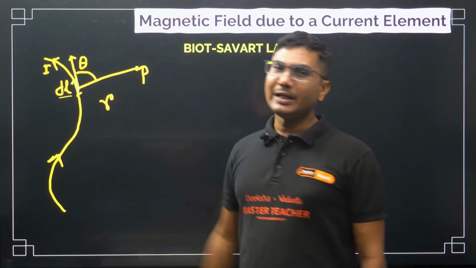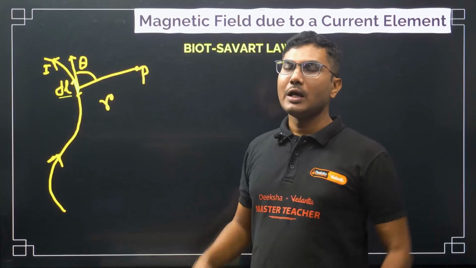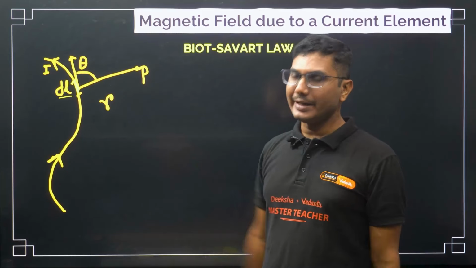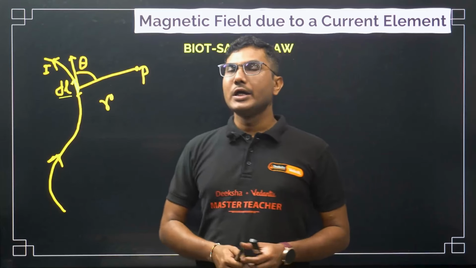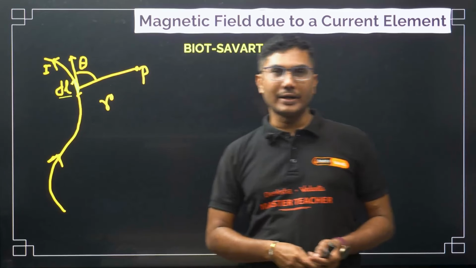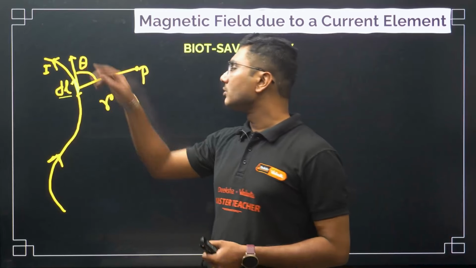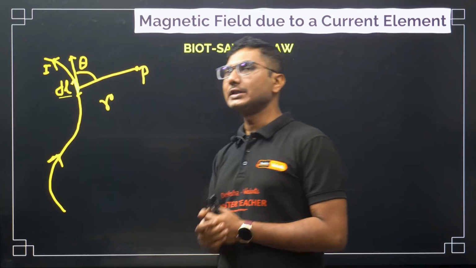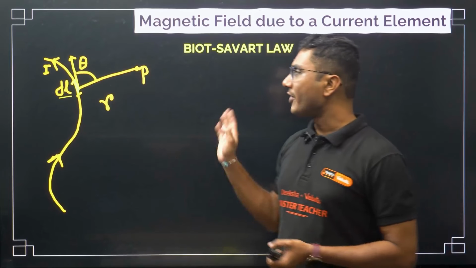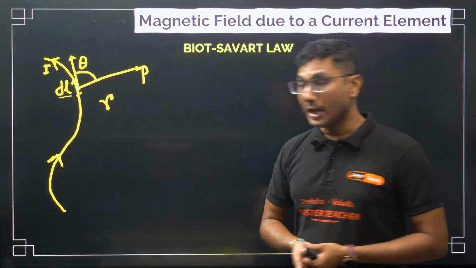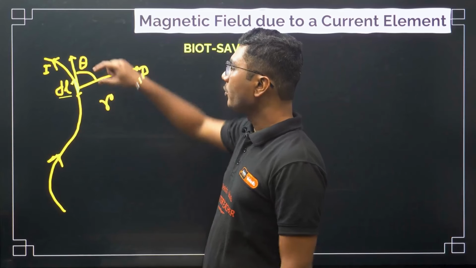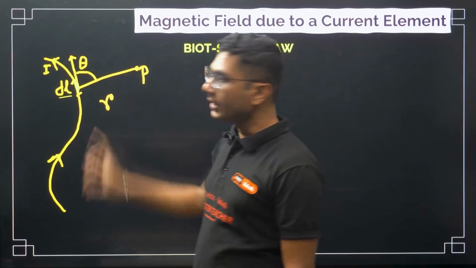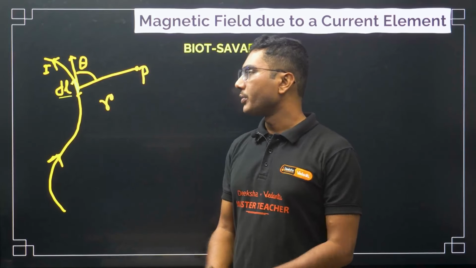Why a small element? Why not because of the entire wire? Because the entire wire may not be very regular. If it is a regular wire, like a straight wire or a circular wire, you can use Biot-Savart's law to calculate the magnetic field. But if the wire is not straight, if it is a curved line, then also Biot-Savart law is valid. Biot-Savart law is valid for any type of current carrying wire, but sometimes you have to use the element concept, a small element, and then take the integration based on the geometry of the wire.